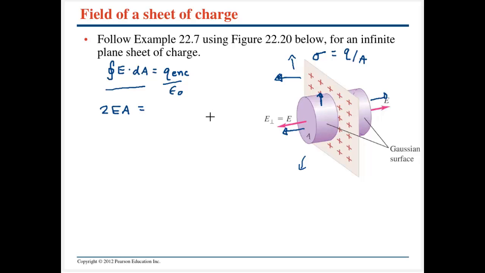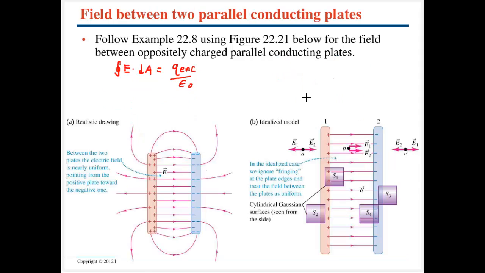How much charge is enclosed? That's simply going to be the charge density sigma multiplied by the area, divided by epsilon naught. We can see that my areas are going to cancel out, and my electric field is simply going to be the charge density divided by 2 times epsilon naught, which is exactly what we found in example 21.10 in the previous chapter. However, it took a lot more work in that chapter to come to the same expression.